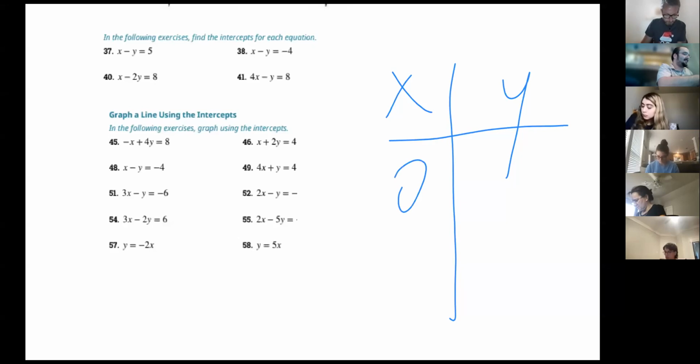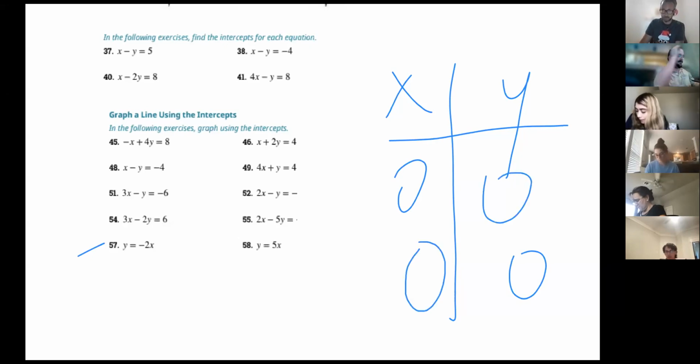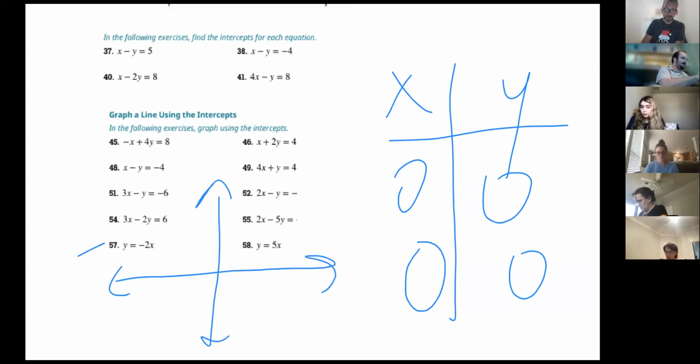I have 0 on my x, I have 0 on my y. If x is 0, y is 0, and if y is 0, x is 0. And if you try to graph this, it's just 0, 0, right? What is that? How do I draw a line from this?